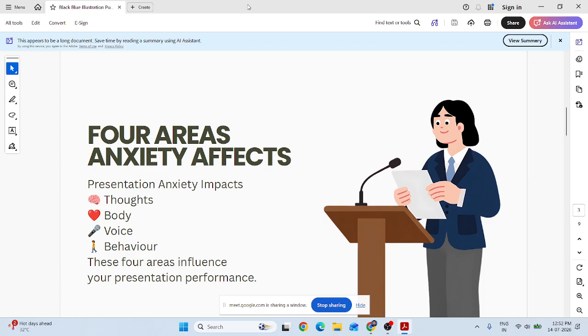Second thing, anxiety affects your body. You may experience a racing heart, tight chest, dry mouth, shaky hands, dizziness, tense shoulders, a feeling that you cannot breathe deeply enough. These symptoms can be uncomfortable, but they are not proof that you are incapable of presenting. They are signs that your body has activated its alert system. And these symptoms can also create a second layer of fear.